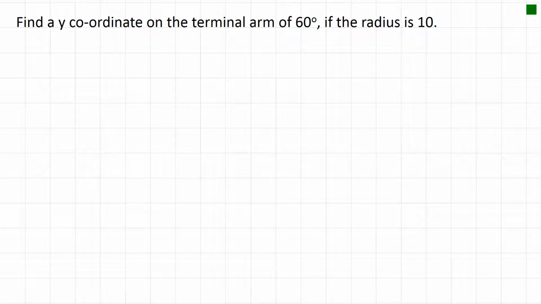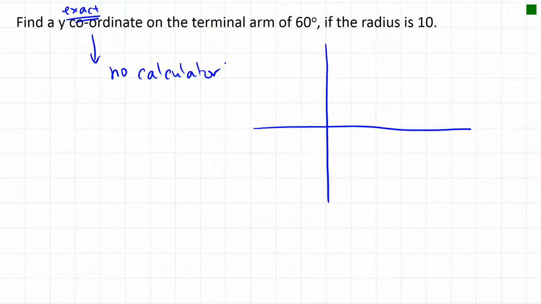So we're going to use these special triangles to find the y coordinate on the terminal arm of 60 degrees, and we're going to find the exact value. So when you see this exact value, it is code word for no calculator. So we're going to draw a picture first. 60 degrees is in the first quadrant. There's 60 degrees, and we know the radius is 10. And we are going to draw our triangle with the x-axis. Here's the x coordinate value, and here's the y value for this.